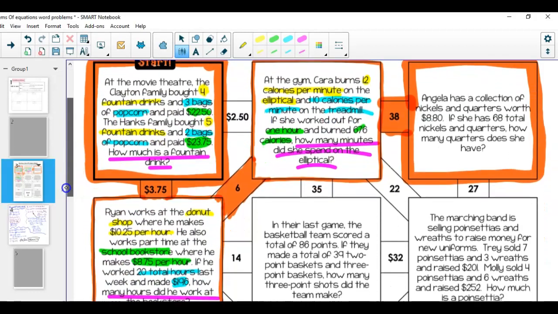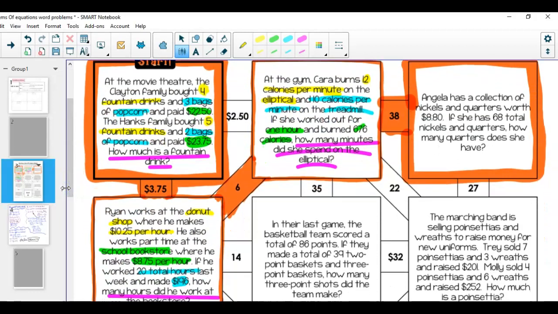For this one, we don't really need to solve this because we know the answer is going to be 27 because there's nowhere else to go. But I am going to set this up for you so that you see what that looks like. Angela has a collection of nickels and quarters worth $8.80. So that's your total.